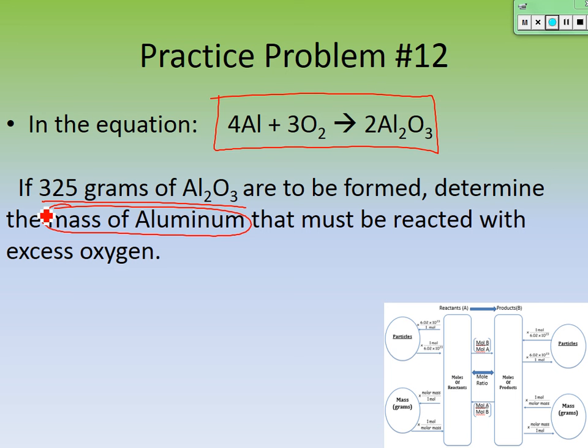Okay? So let's start with what they gave us. 325 grams of aluminum oxide, and put it over 1.